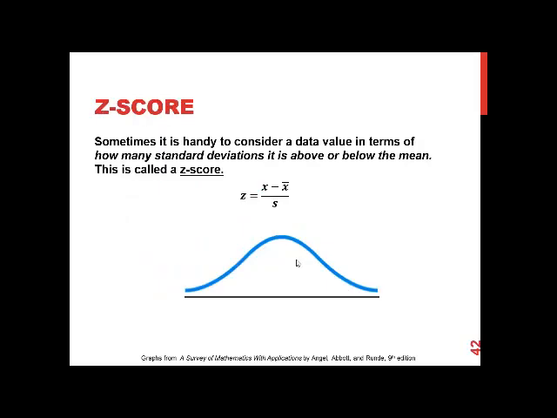It's handy to consider data values in terms of how many standard deviations one value is above or below the mean. We call that a z-score. When we calculate a z-score, it tells us, this is our x-bar, how many standard deviations we are below (these are negative z-scores), or how many standard deviations above (these are positive z-scores), that a particular piece of data is.